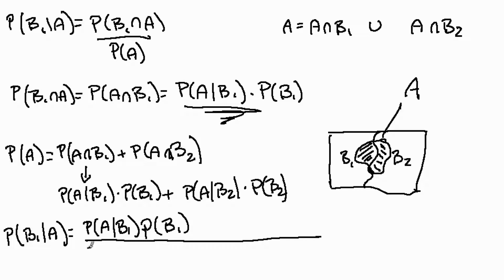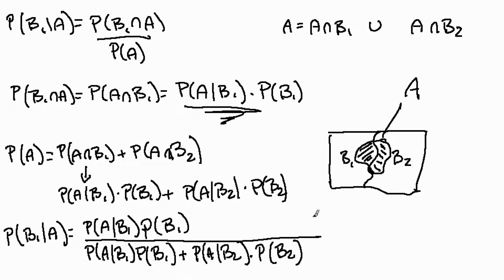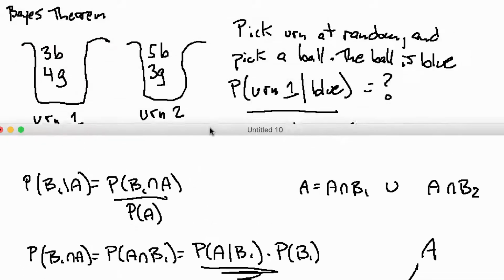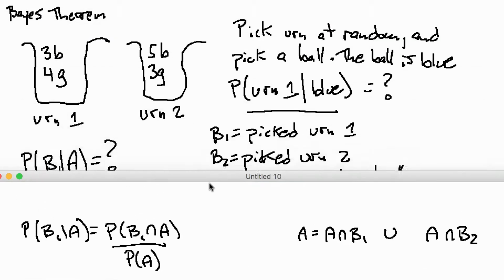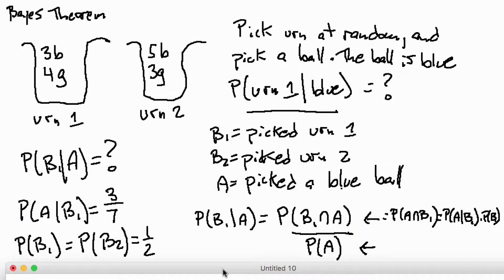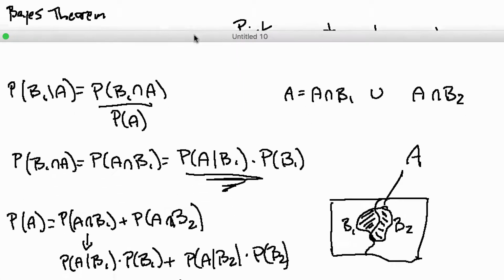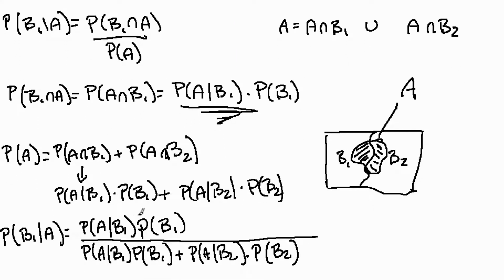over P of A given B1 times P of B1 plus P of A given B2 times P of B2. And these are all numbers that we know. Let's see, P of A given B1 is 3/7.